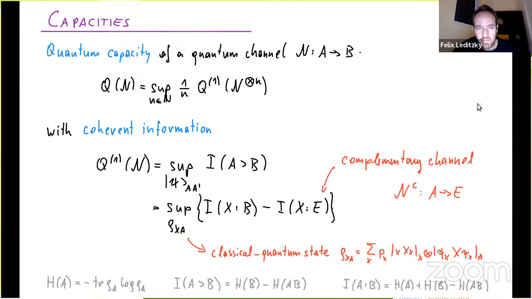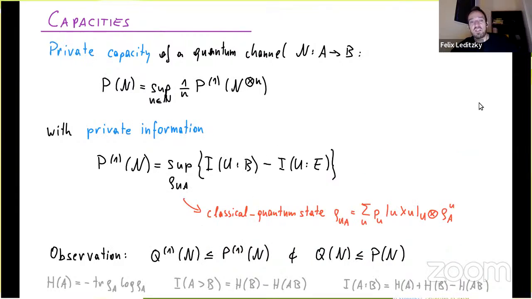Okay, that's the quantum capacity. For the private capacity, the situation is similar. So it's again a regularized quantity where now the underlying information quantity is the so-called private information. And this is now a straightforward generalization of the query information that I wrote down before, because now we again optimize this difference of mutual informations, but we allow arbitrary quantum state ensembles.